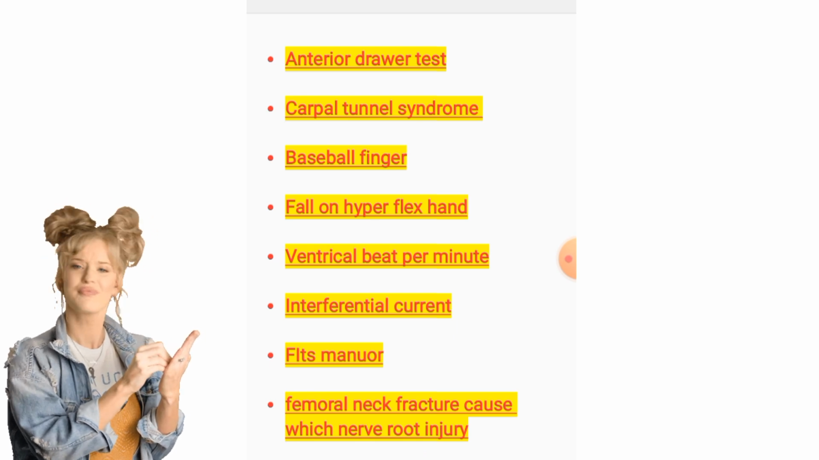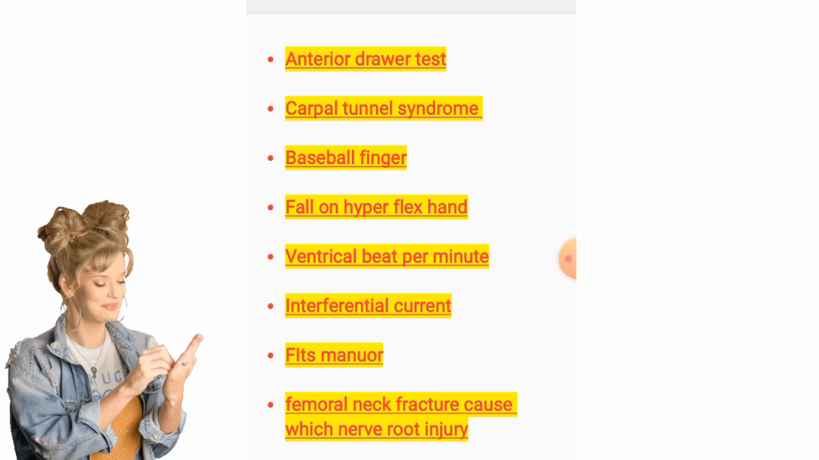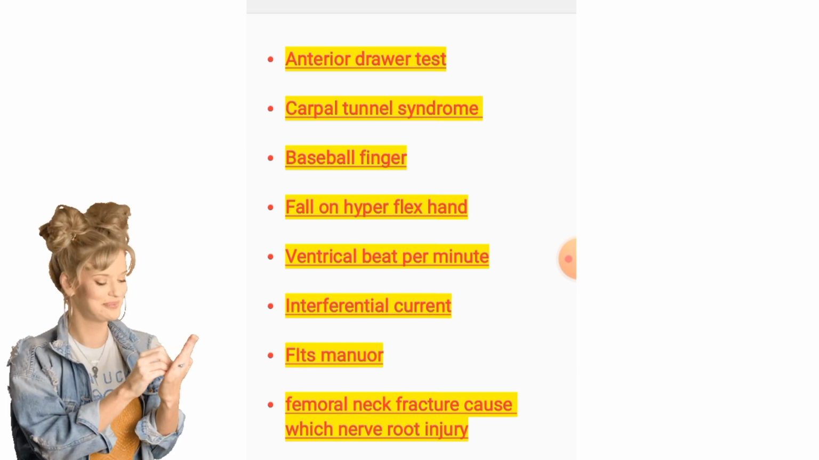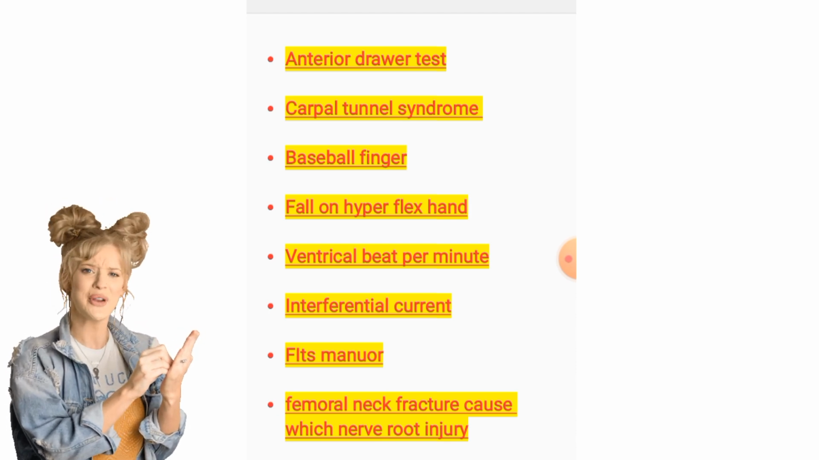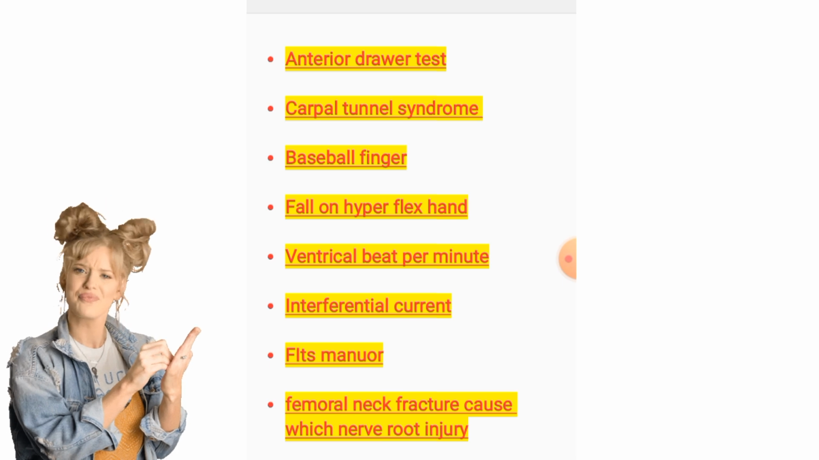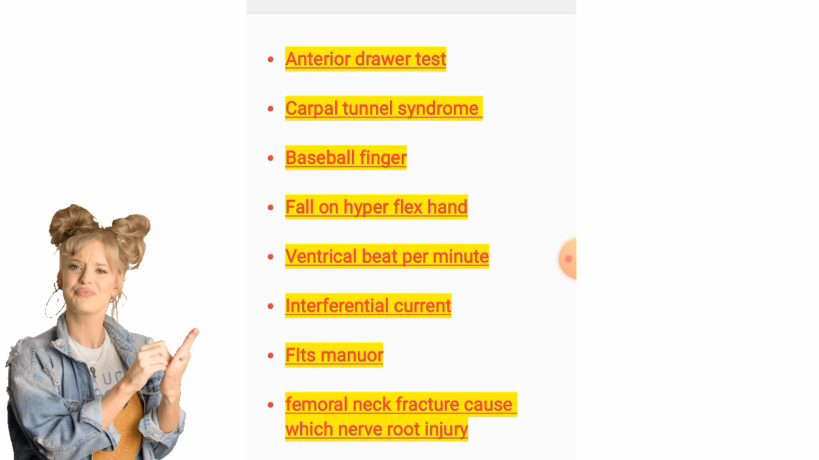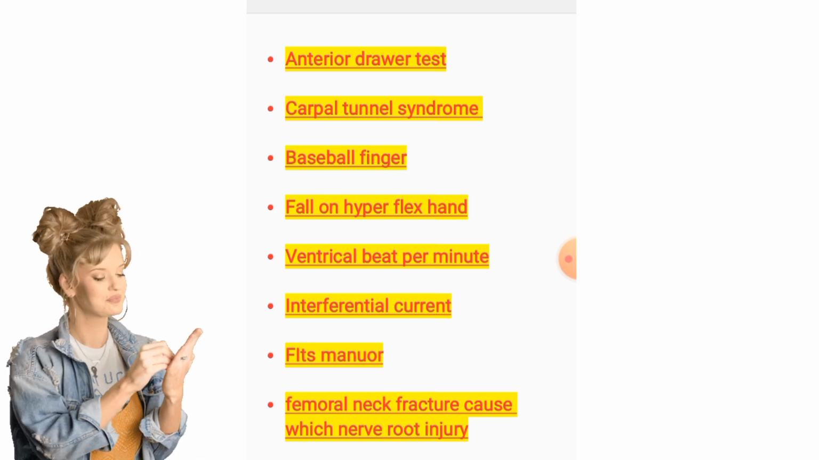Anterior drawer test, carpal tunnel syndrome, baseball finger, fall on hyperflexed hand, ventricle beats per minute, interferential current, Fitz maneuver. Femoral neck fracture causes which nerve root injury? Let's move towards the next slide.